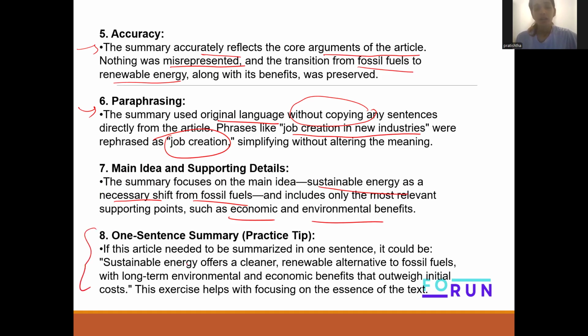So if you have to talk about just one summary practice, it's a good resource. If this article needed to be summarized in one sentence, it could be: sustainable energy offers a cleaner, renewable alternative to fossil fuels with long-term environmental and economic benefits that outweigh initial costs. That's it. That was all that was talked about in this essay, in three different paragraphs and then a conclusion.